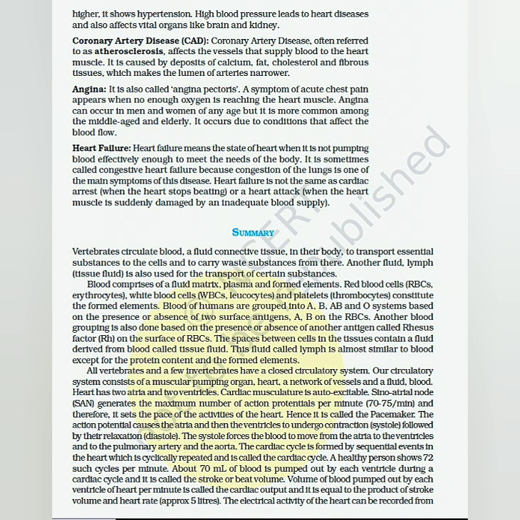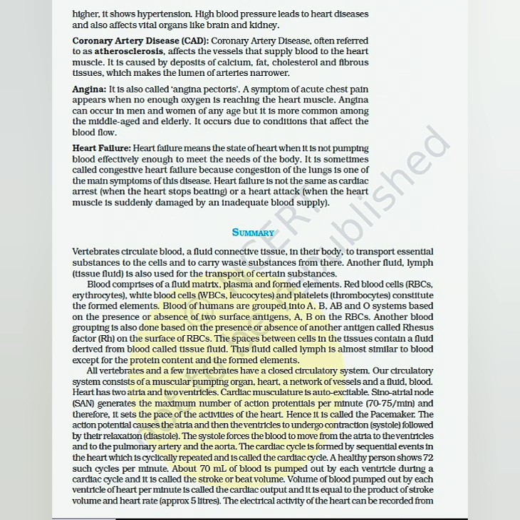Blood of humans is grouped into A, B, AB, and O system based on the presence or absence of two surface antigens, A and B, on the RBCs. Another blood grouping is also done based on the presence or absence of another antigen called rhesus factor, Rh, on the surface of RBCs. The spaces between cells in the tissues contain a fluid derived from blood called tissue fluid. This fluid, called lymph, is almost similar to blood except for the protein contained and the formed elements. All vertebrates and a few invertebrates have a closed circulatory system.